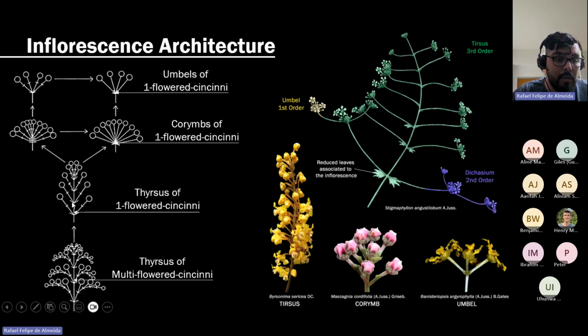But throughout evolution, the number of flowers in each of those cincinni was reduced, we don't know why, to one. So nowadays we have this common type of inflorescence in Malpighiaceae that, if you don't know that Malpighiaceae have compound inflorescences, you're gonna call a raceme. But a raceme is a type of simple inflorescence. So as Malpighiaceae do not have simple inflorescences, we cannot call it a raceme. So we call it a thyrsus. So it's a thyrsus of one-flowered cincinni. You don't need to say the entire name, you just say a thyrsus.